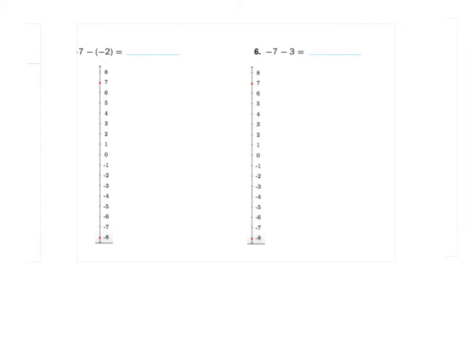So we have 7 minus -2. That means we're going to be at the 7, because we start at the 7. We're going to take away cold, which means it's going to get warmer. So we're going to go up 2, which means we're going to wind up on 9.